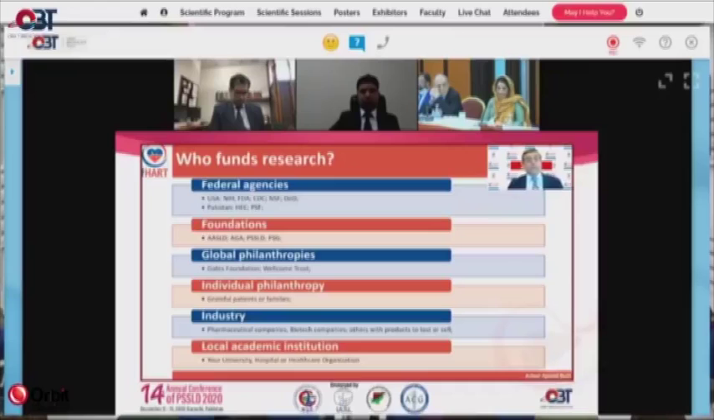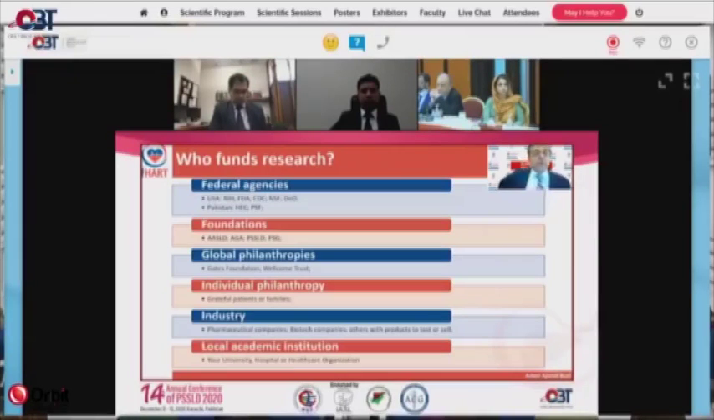Foundations also fund research, and in the context of liver diseases, the main ones are the American Association for the Study of Liver Diseases, the American Gastroenterological Association, and their counterparts in Pakistan, which include the Pakistan Society for the Study of Liver Disease, Pakistan Society for Gastroenterology, Pakistan Society for Hepatology, and so forth. Now note that I'm concentrating only on gastro and hepatology related organizations. If you are conducting research in other clinical areas or other subspecialties, they would have their own organizations and foundations who might be funding such kind of research.